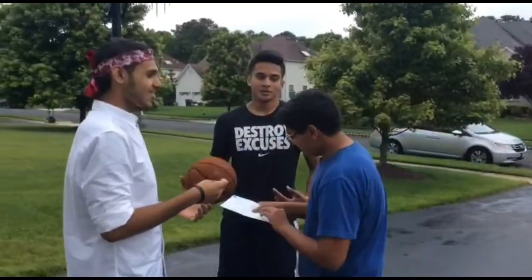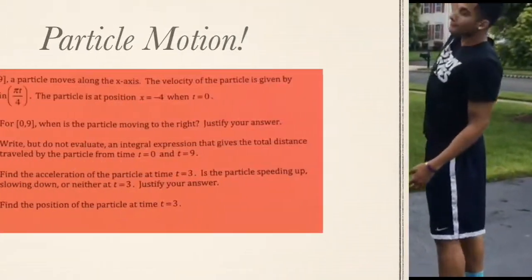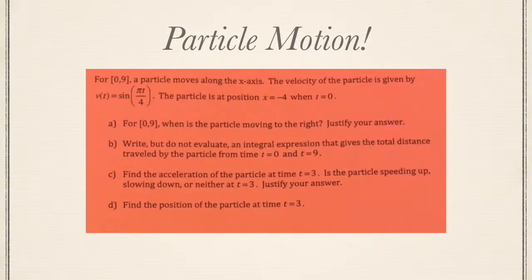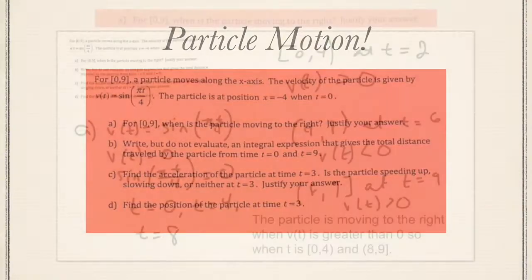Yo, let me show you on the papers. Okay, Safru, you wanna know why I always get that ball in the basket? You use calculus. Imagine the ball is a particle. For 0 to 9, a particle moves along the x-axis. The velocity is given by v of t equals sine pi t over 4. The particle is at position x equals -4 when t equals 0.